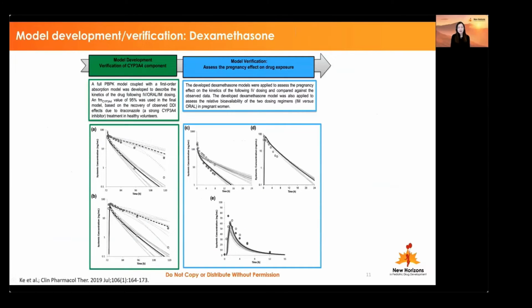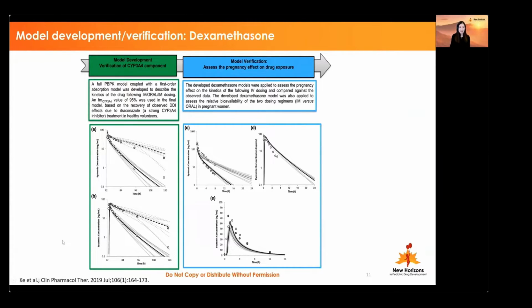So you've seen this workflow several times by now. For this project, we've also followed the best practice approach. First, we establish a model and make sure that the model can reproduce the observed drug concentration in a non-pregnant population. And the main focus of the model development is to verify the CYP3A component in the model, because both drugs are CYP3A substrates, and we know that the CYP3A4 activities are induced during pregnancy.